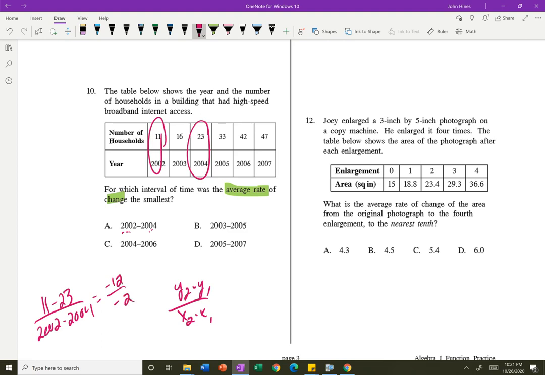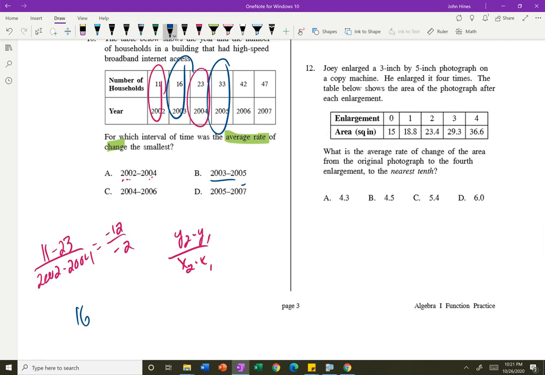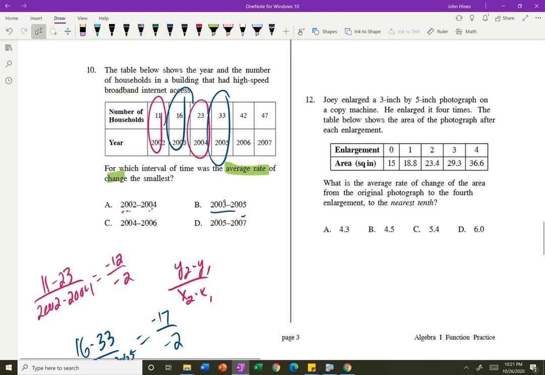All right, let's try the next one. Unfortunately, we got to do them all here. 2003 to 2005. So let's do that. 16 minus 33, y minus y over 2003 minus 2005. -17 over -2. So that's bigger. This is bigger.